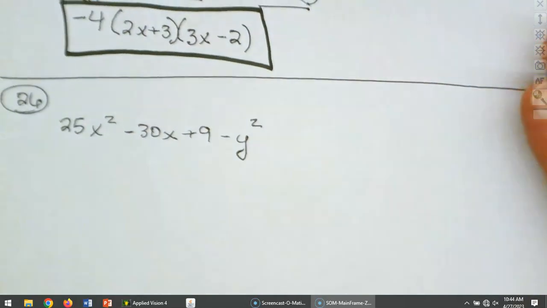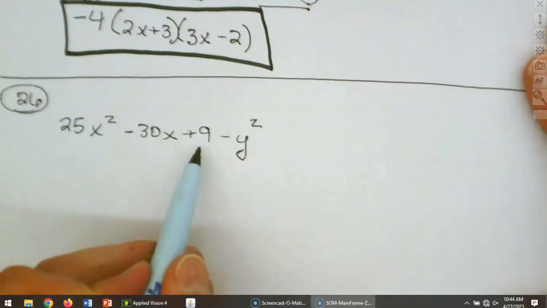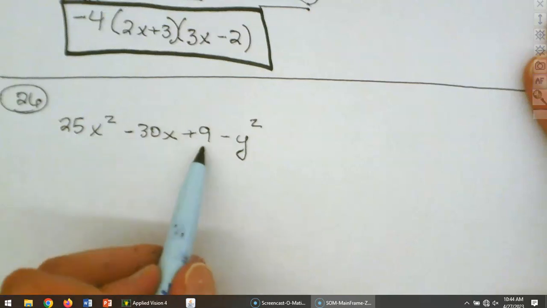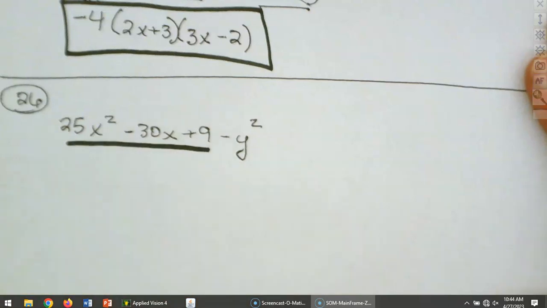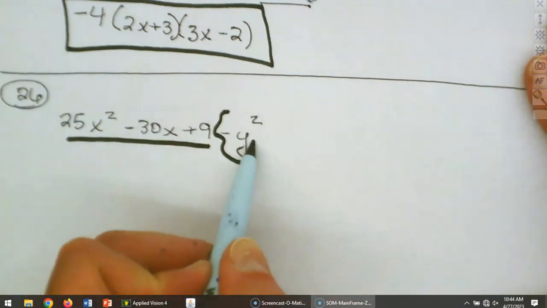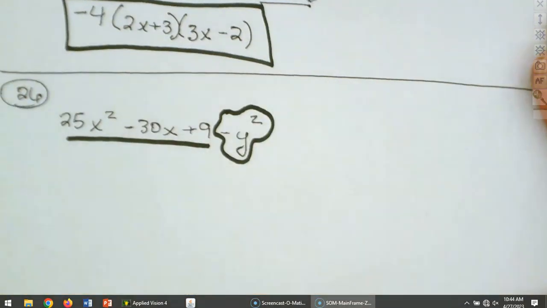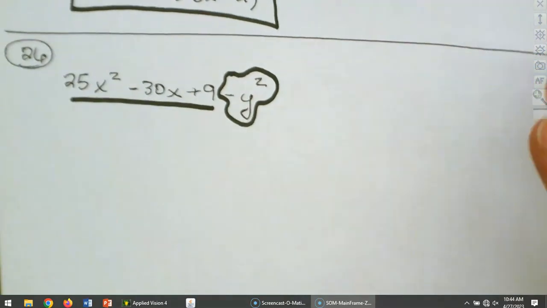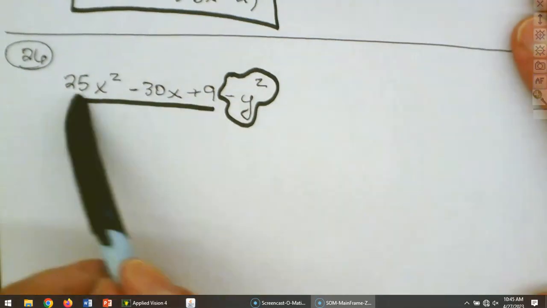It's been a bit since we've done one of these. I need to factor this. It's not set to 0, right? We cannot solve it. We just want to factor it down. The only y that we have is that y squared. And we've got 4 terms. So when we have 4 terms, we need to factor it either by grouping or some way. So I'm going to group these first 3 together.